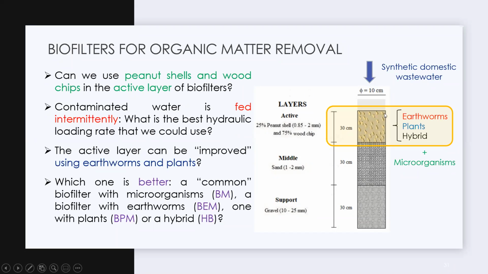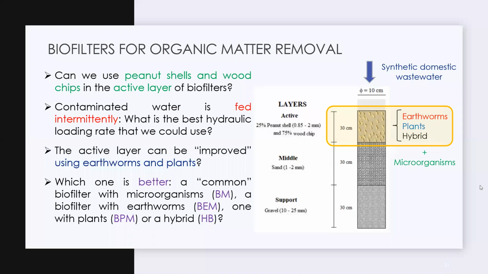We use an active layer. This is the one that has the agro-industrial residues that we are dealing with. And then we can use some other materials in the middle and support layer. In these cases, in this active layer, you can use many different things. First of all, you use the agro-industrial residues.